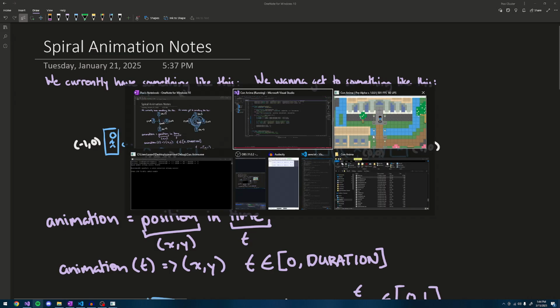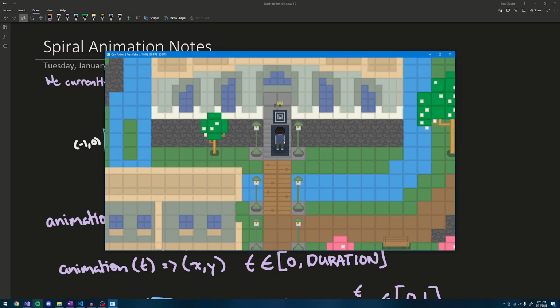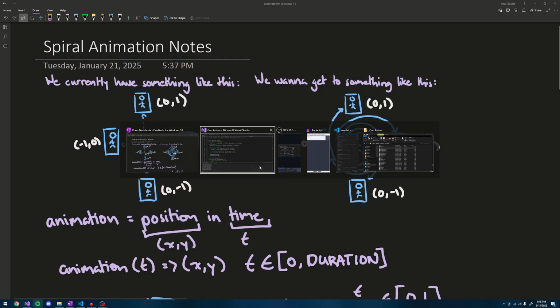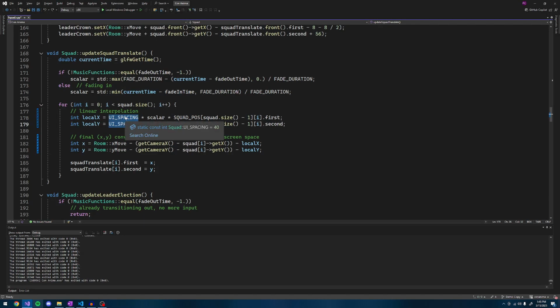To create a more dramatic effect and a clearer image, we actually need to multiply by some spacing to make it look a little bit better and more readable. In my game, I have this spacing variable to create that spacing.